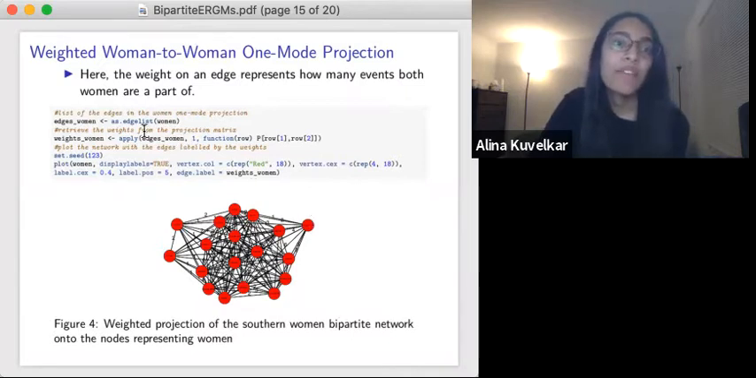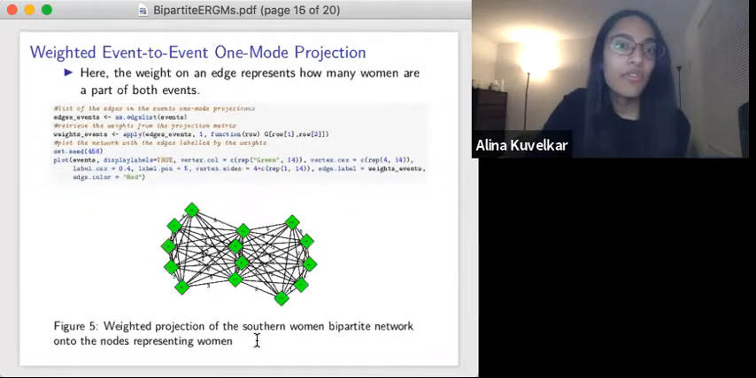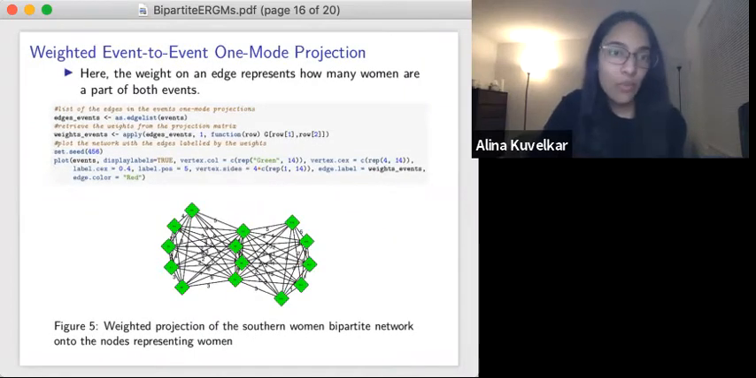We can use the apply function here to retrieve the weights from the woman-to-woman projection matrix that we generated. We can consider the same thing for the event-to-event one-mode projection. Again, this network contains 14 nodes where each node is one of the 14 events, and each edge is weighted by the number of women that have attended both events.